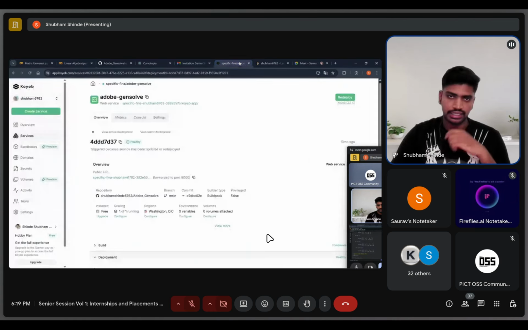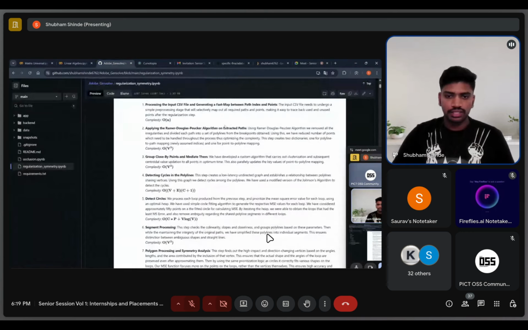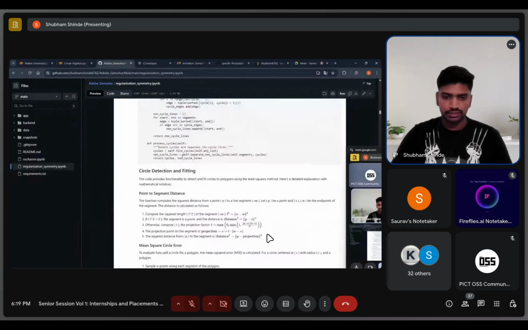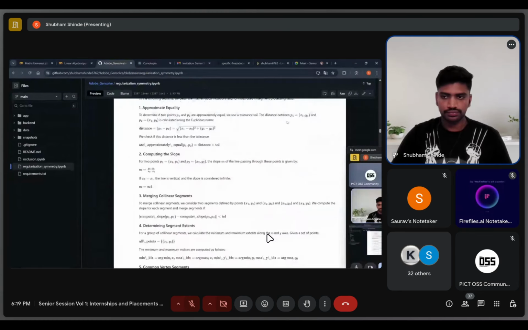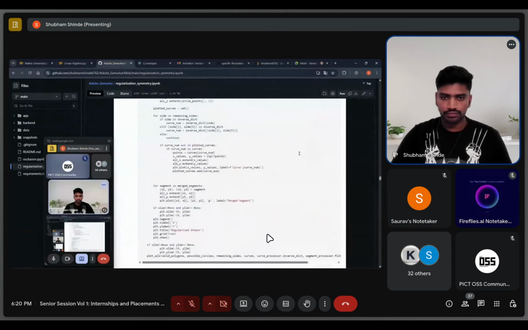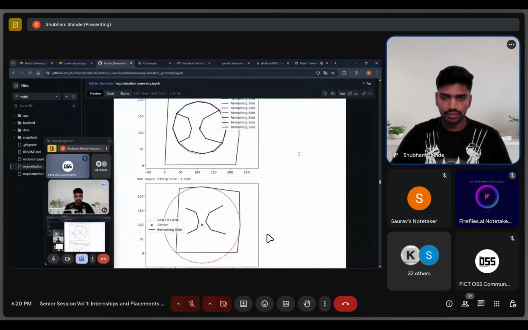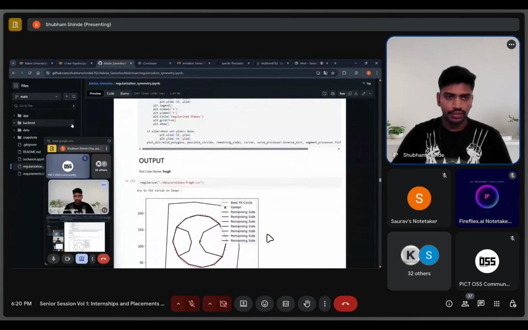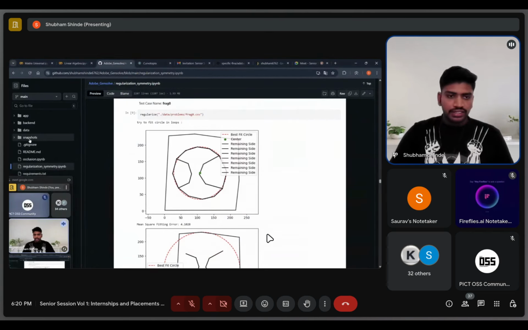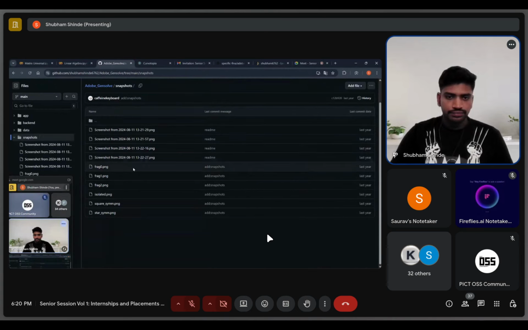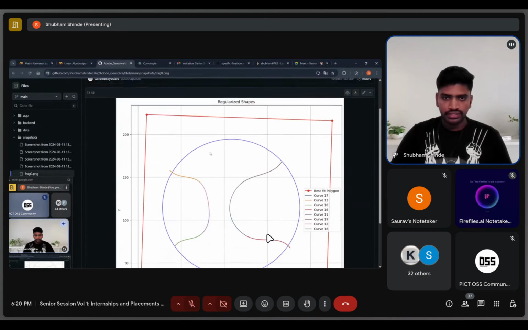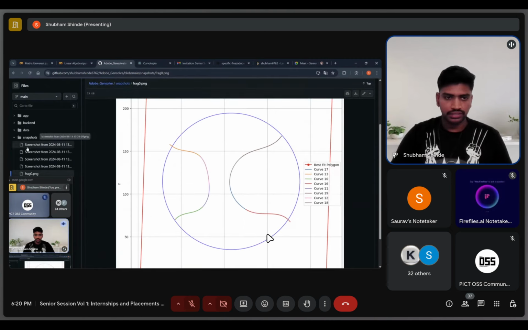You can see that I have a submission repo. They have provided a set of Bezier curves. So this is the set of Bezier curves.